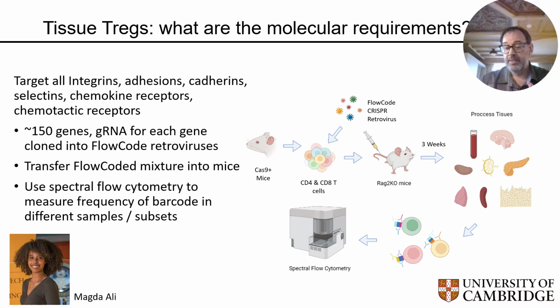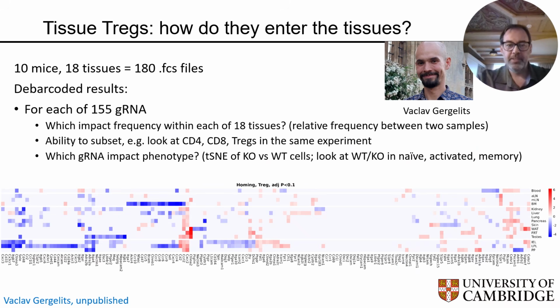And we can then simply do a spectral flow cytometry analysis of the different tissues to look at which knockouts are finding it difficult to get into particular tissues and to become tissue-resident regulatory T cells. So this is some analysis done by a talented bioinformatician in the lab, Vaslav, and it's the type of experiment that we're doing now with the flow codes.